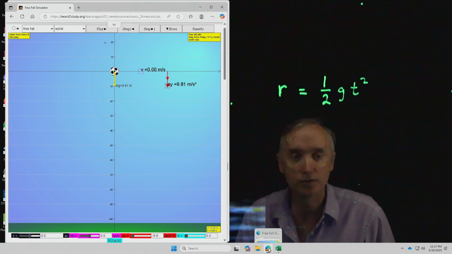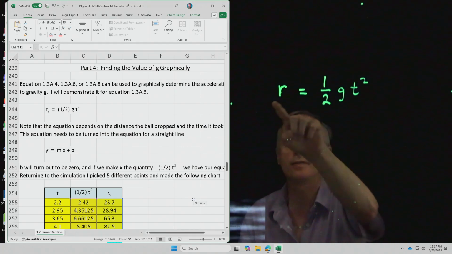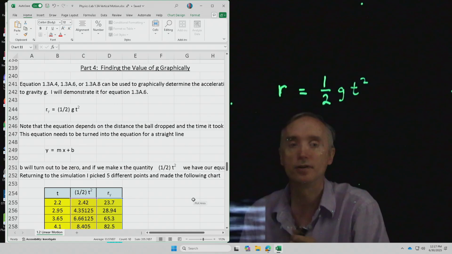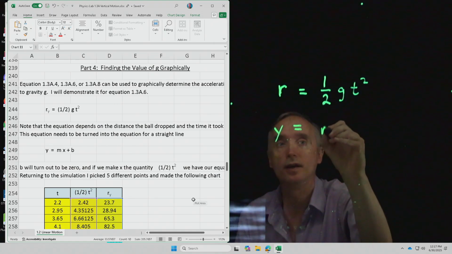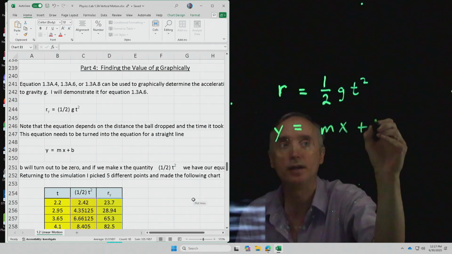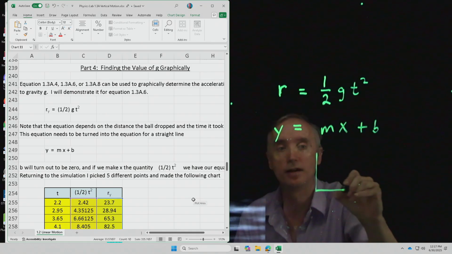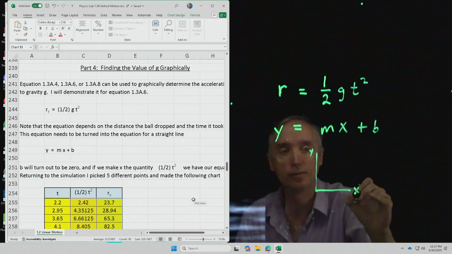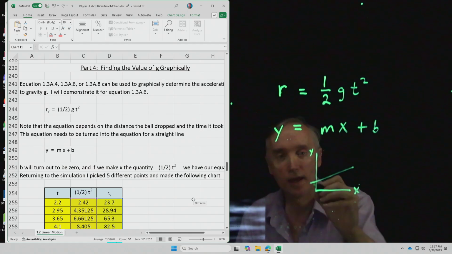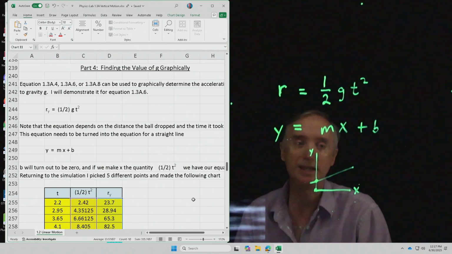Okay, now we're going to go back to the lab, and the goal is to take this equation and turn it into an equation that's going to look like this: y equals mx plus b. So that's the equation for a straight line. So here's your graph, y is going to go up and down, x is going to go sideways, and the goal is to turn it into a straight line, and then the distance from here to here, that's going to be b.